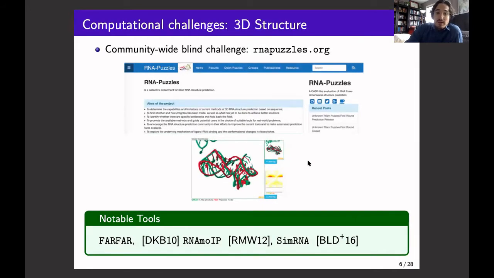And going all the way to 3D, there's also been a lot of focus. The main hub for that is the RNA Puzzles hub. So it's a CASP-like evaluation for 3D structure prediction, where when an RNA is experimentally solved through crystallography or NMR, the structure is withheld for some time and the sequence is published, and anyone who's interested in participating in the challenge would come up with a computational prediction of what that sequence is going to fold into in 3D. And this is submitted, and then the true 3D structure is published, and obviously a ranking of tools is performed. And there are many notable tools in this regard.